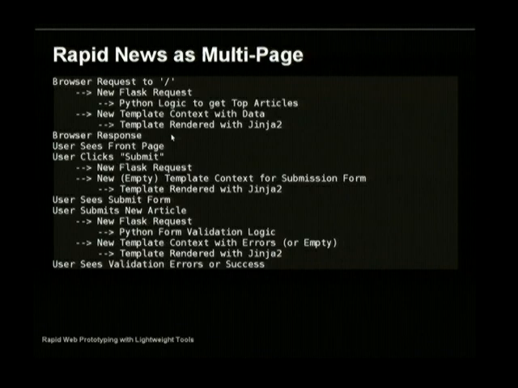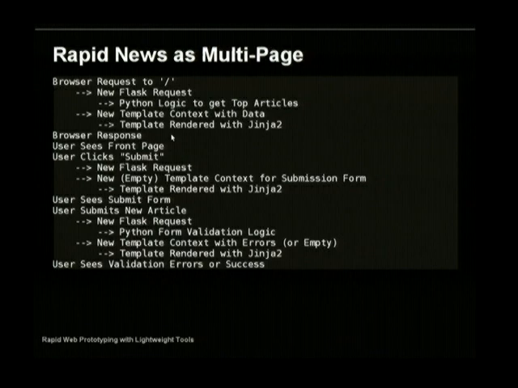So this is a flow of how the Rapid News app actually works, going through all of the use cases we described. When a browser requests slash, that gets handled by Flask, and then Python logic gets called to get the top articles. When we call render template, we create a new template context. That calls into Jinja. Jinja gets the data and renders an HTML response. Then when you get a response, the user sees the front page.